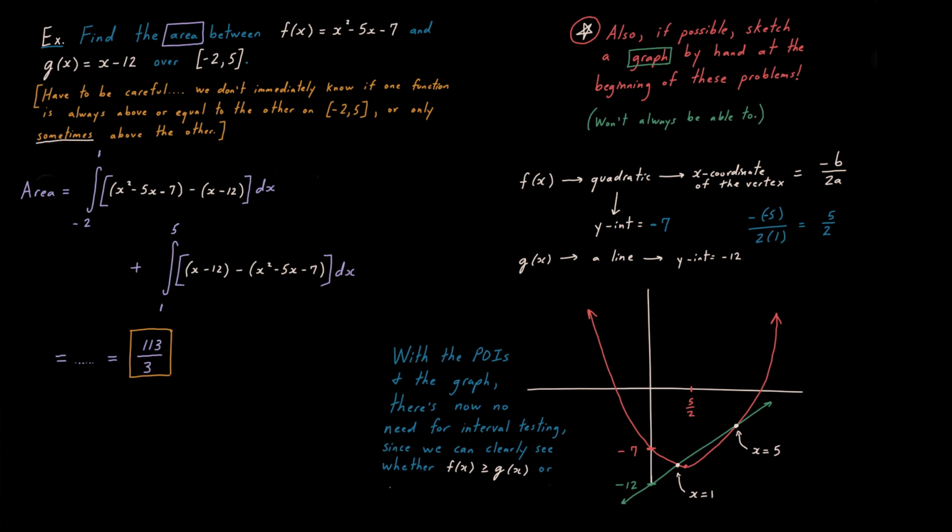And now look, we can clearly see that on 1 to 5, the green graph is above the red graph. The green graph is what? It's g. On the other hand, from negative 2 to positive 1 for our x values, the red graph is always above the green graph. In other words, f is always greater than g on that particular interval. So no interval testing needed. We just fall back on our picture and see. We look and see which one is above the other on our particular subintervals of our overall interval of interest.